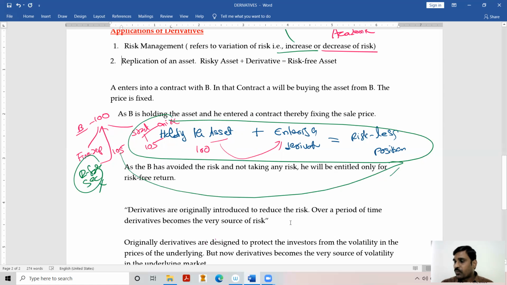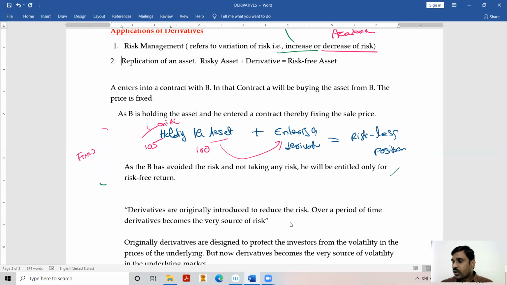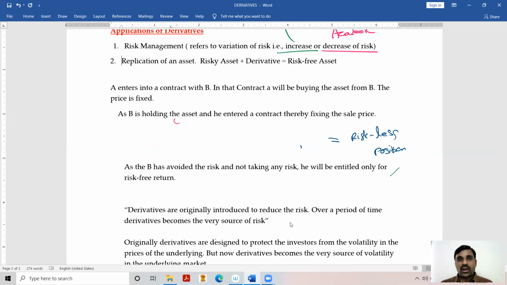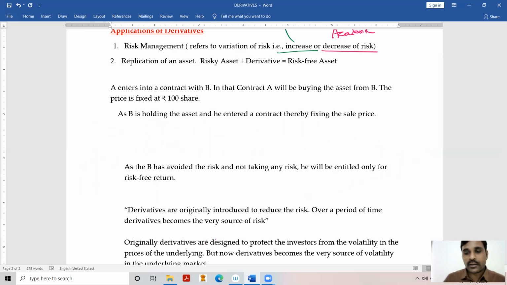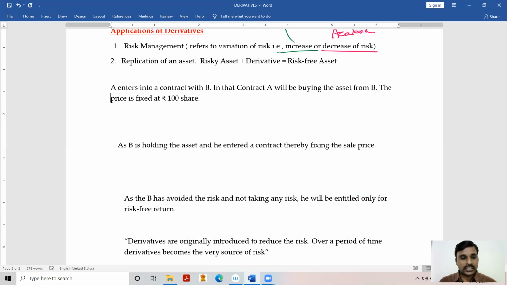In the same example, look at the contract between A and B. A enters into a contract with B. In that contract, A will be buying the asset from B. The price is fixed at rupees 100 per share. In the given case, the price is fixed at rupees 102 per share. The present price is rupees 100 per share.